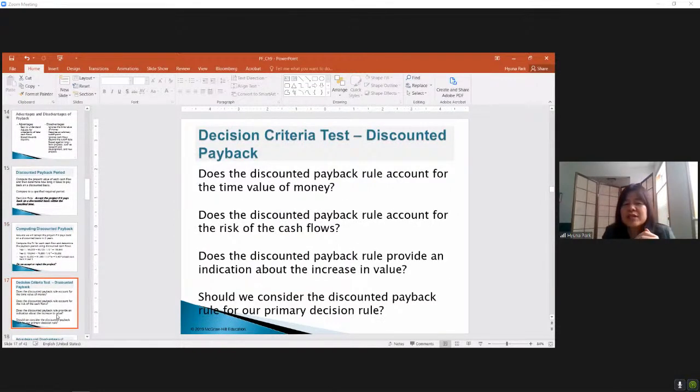Does the discounted payback rule account for the time value of money? The answer is yes. Does the discounted payback rule account for the risk of the cash flows? The answer is no.